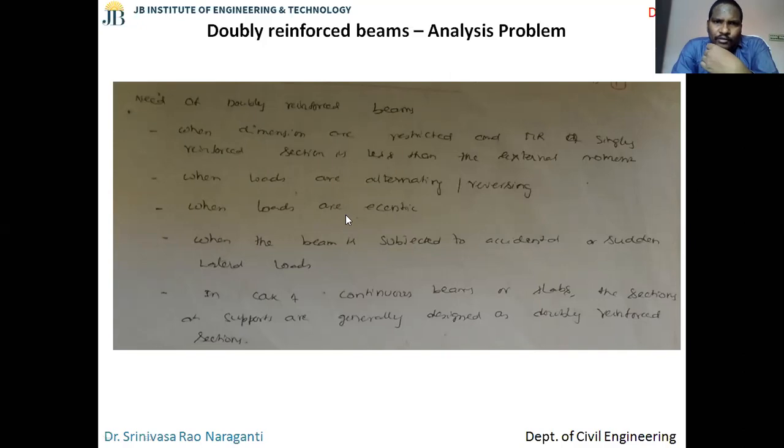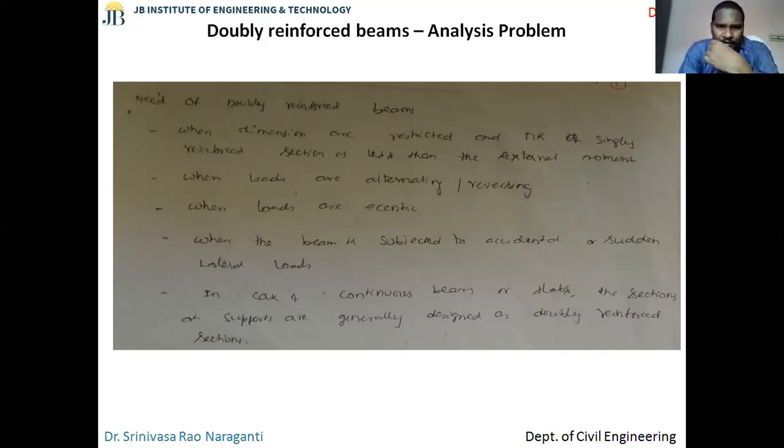Then when the loads are eccentric, so when you have eccentricity on the loads, or the beam is subjected to accidental or sudden lateral loads, like if we are expecting some vehicle may come and hit your structure in the beams, or accidentally something may happen. If you're expecting those cases, then also we go for doubly reinforced beams.